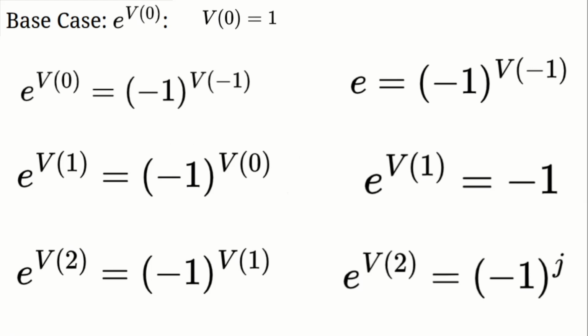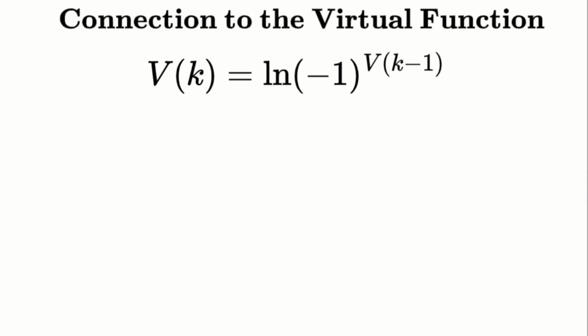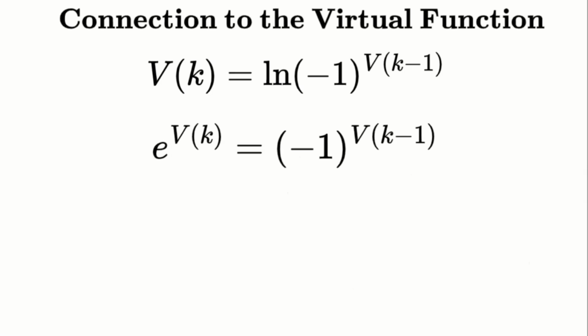Relationship between exponentiation and the virtual function. There is a deep connection between the virtual function v of k and the exponential function. Recall the definitions. v of k is equal to the natural logarithm of negative 1 raised to the power of v of k minus 1. On the other hand, e raised to the power of v of k is equal to negative 1 raised to the power of v of k minus 1.